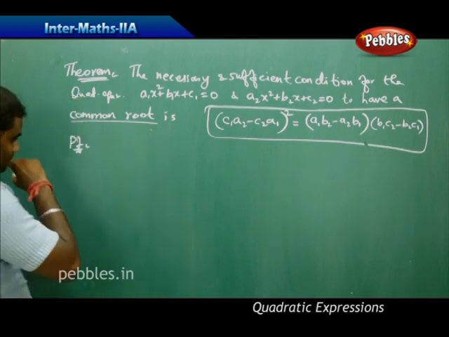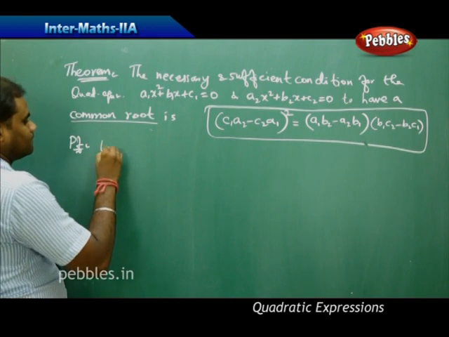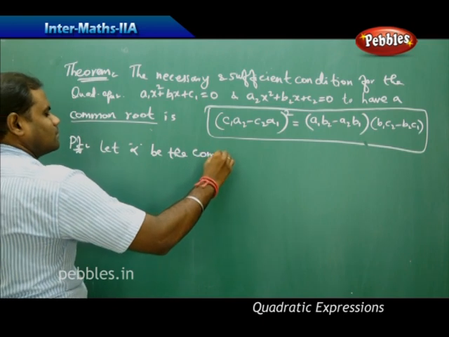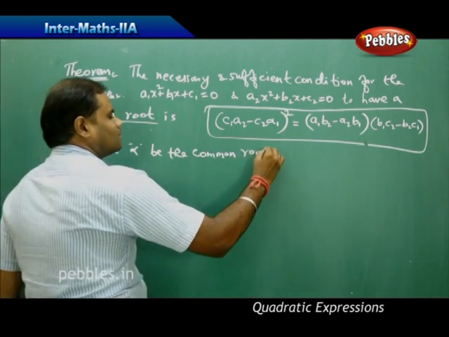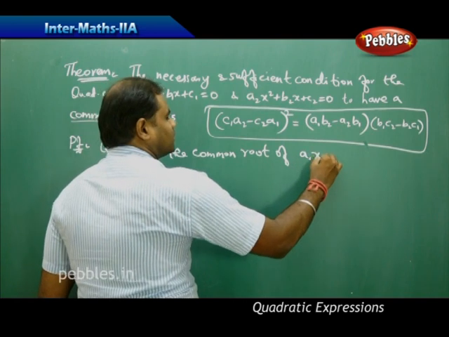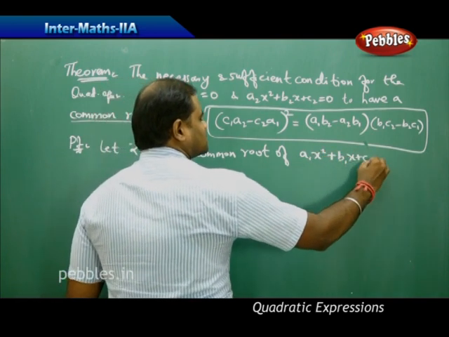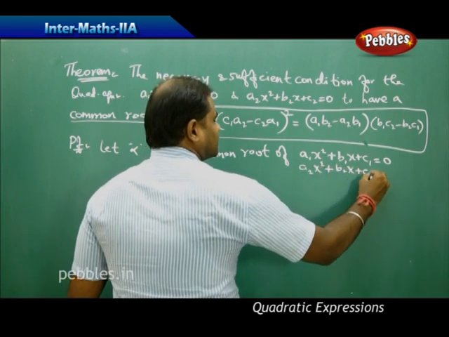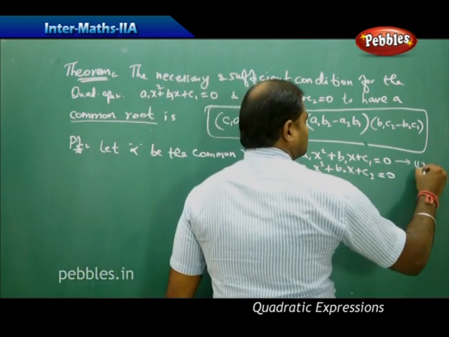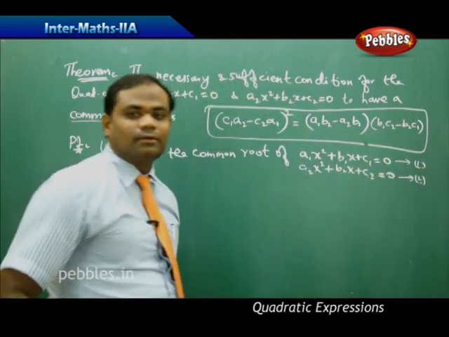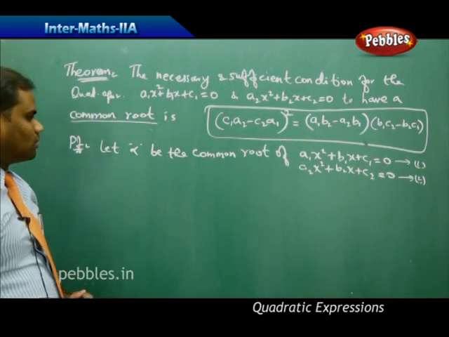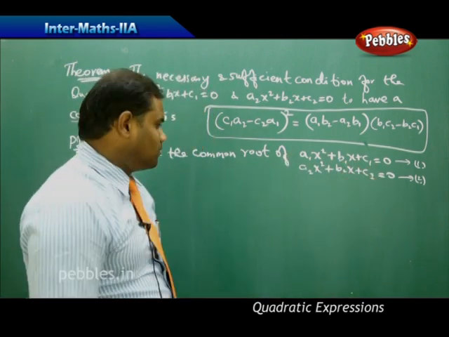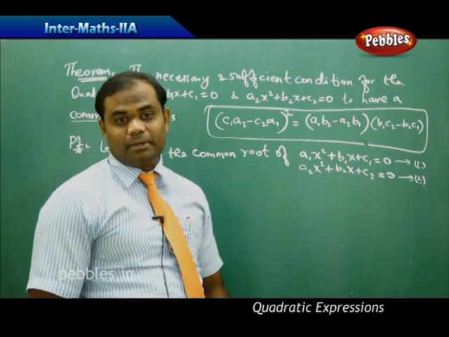Now coming to the proof, let alpha be the common root of the quadratic equations a1x squared plus b1x plus c1 equal to 0 and a2x squared plus b2x plus c2 equal to 0, which I take as equation 1 and equation 2. Now because alpha is the common root of equation 1 and equation 2, that means alpha is the root of 1 and 2 independently.